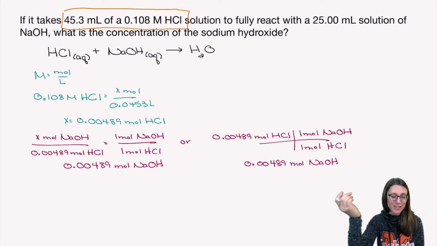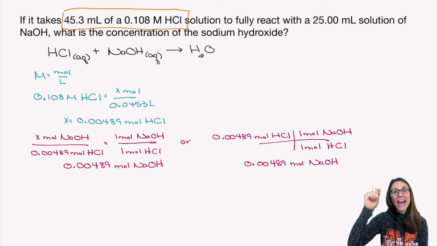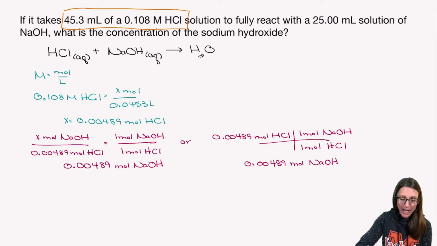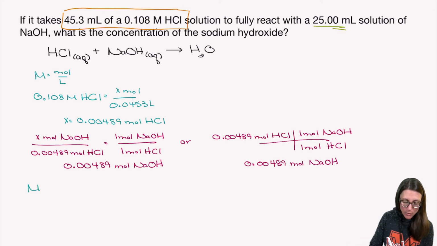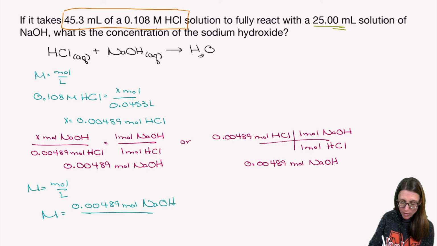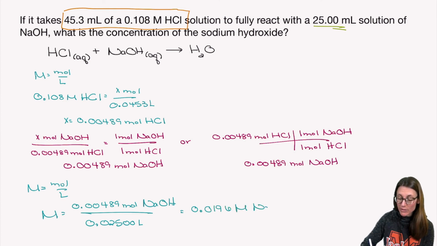The last step is to find the concentration of the sodium hydroxide. At this point, you know moles, and if you look back to the question, we know the volume of that solution. So we'll again use our molarity equation, but this time we're going to solve for the molarity. So I'll put my moles of sodium hydroxide in the numerator, and I will put the volume of the sodium hydroxide in liters in the denominator, and I find that my concentration then is 0.0196 molar for my sodium hydroxide.